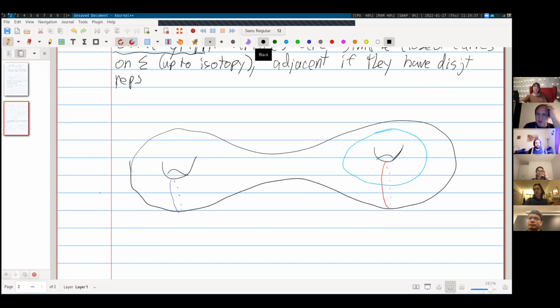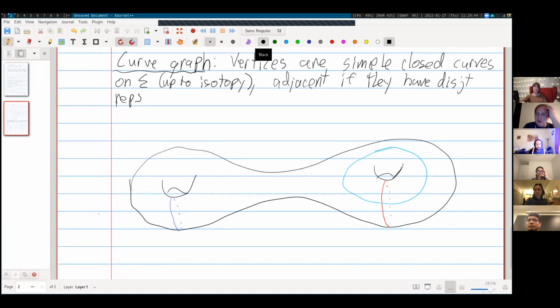Just to be sure, sorry, these are always infinite graphs, right? Yes, this is a very infinite graph. But is it countable still? Yes, it's countable. There's countably many curves.